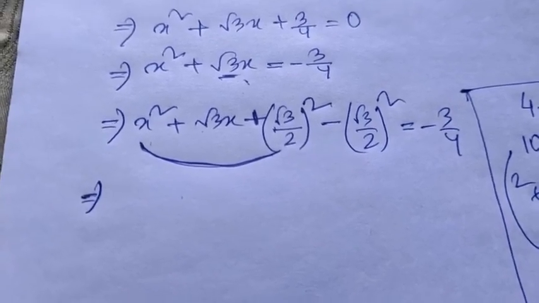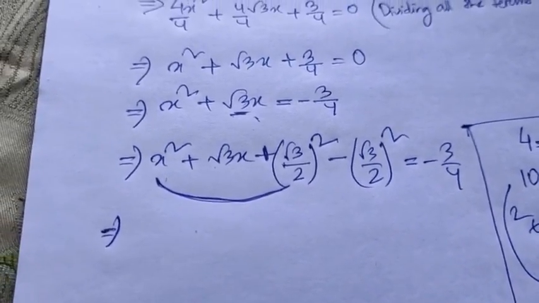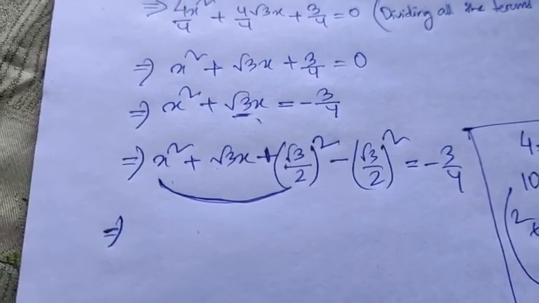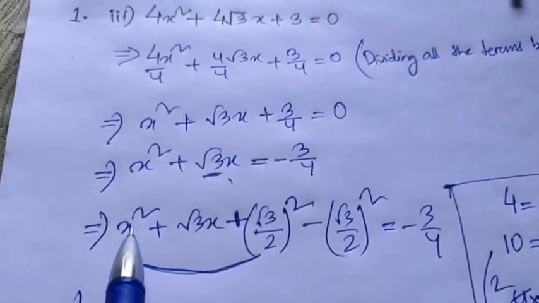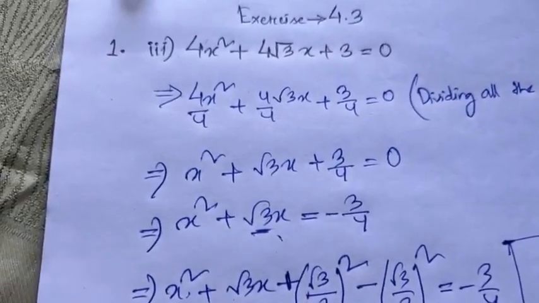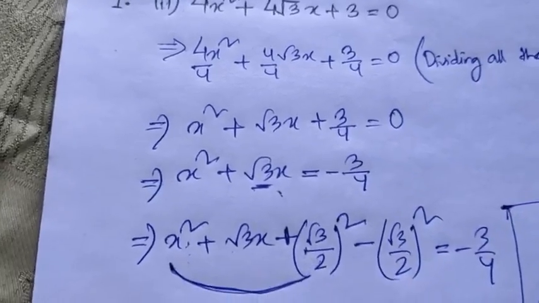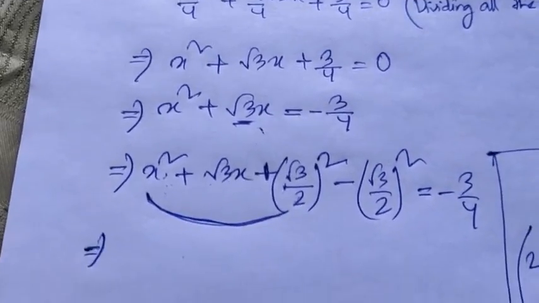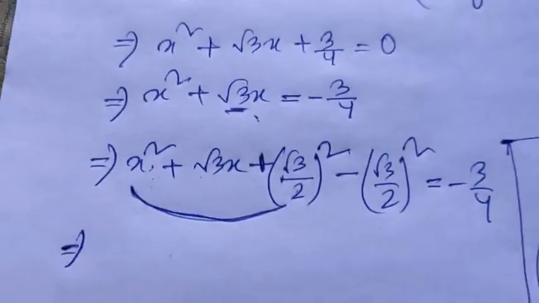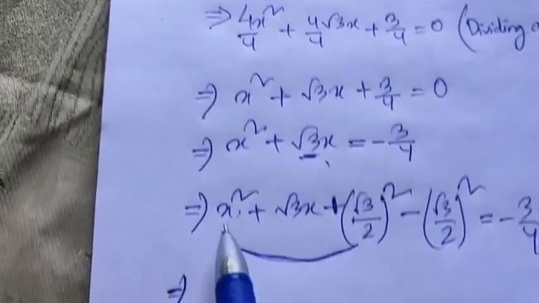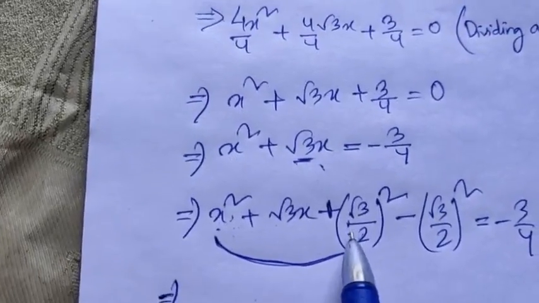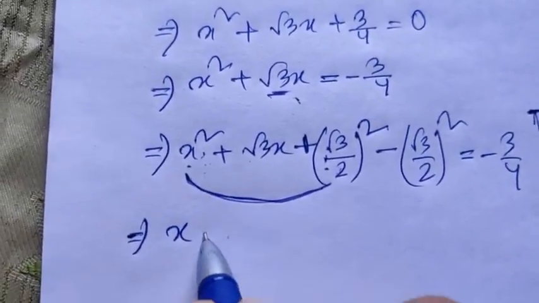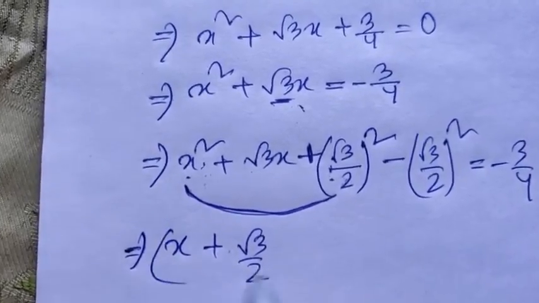So how many terms are there? 3 terms. A minus b whole square, think about it: a square minus 2ab plus b square. So 3 terms. Here we have a square, here we have a square. So these three terms can be written in the form of a whole square. How? You see, this becomes x plus root 3 by 2 whole square.